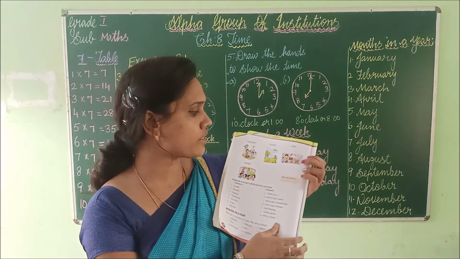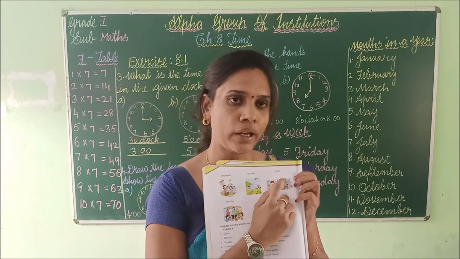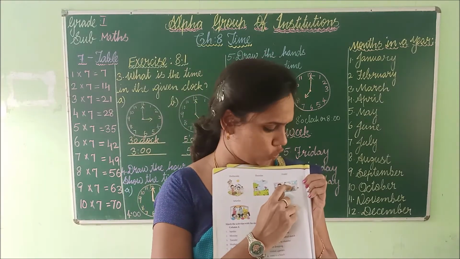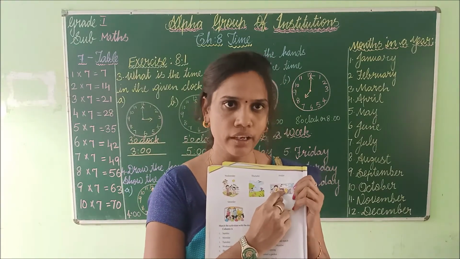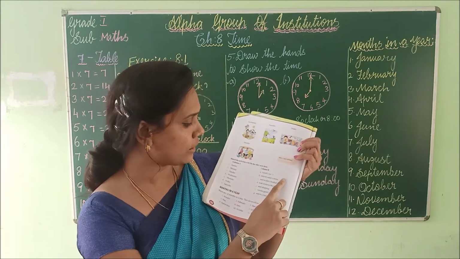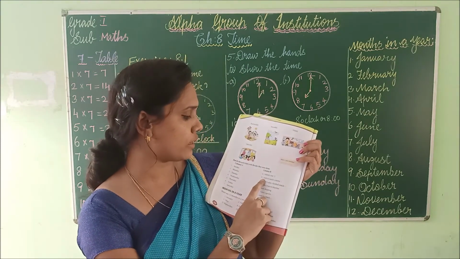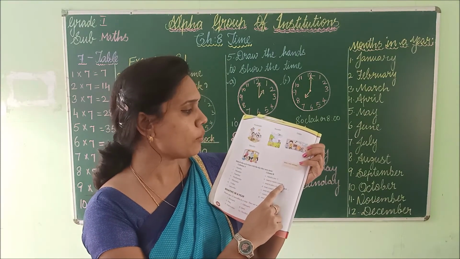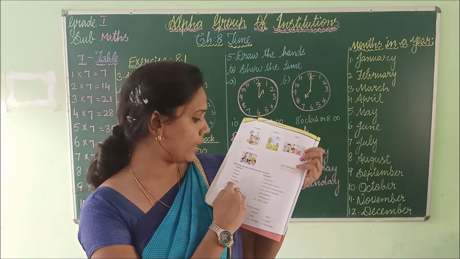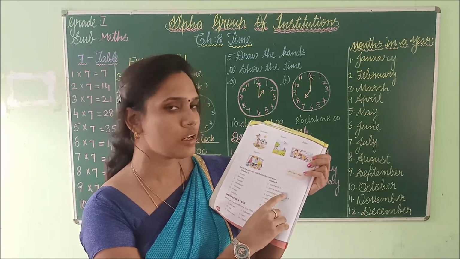Next one. What is he doing on Friday? He went to a movie. He went to watch a movie. So find out the answer here. Where is the answer? See here. Went to watch a movie. On Friday he went to watch a movie.